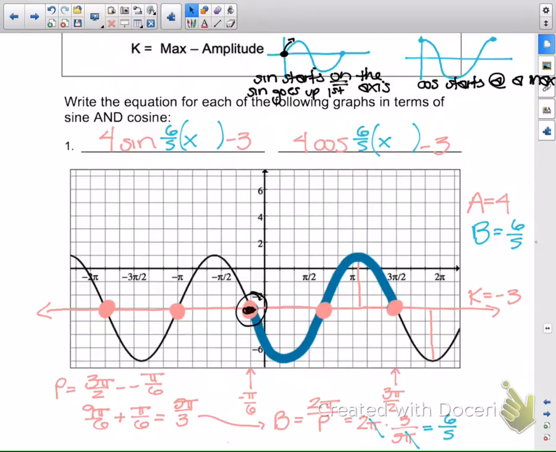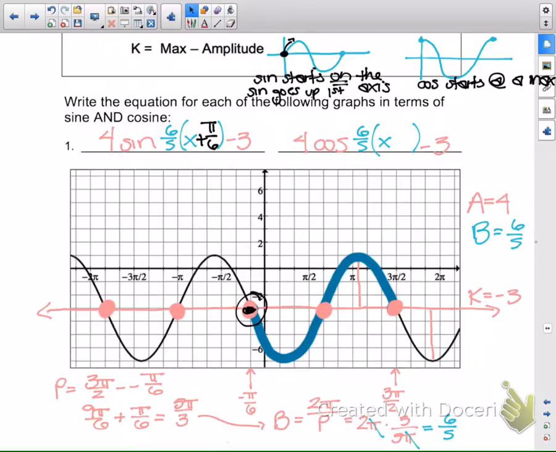What's the x value of this point right here? Negative pi over 6. How do I show negative pi over 6 in terms of one of these equations? When I put it in the parentheses, I put it in as what? Yep, so I go to my sine equation, and I put in plus pi over 6. The last thing to determine is whether to put a negative out front or not.